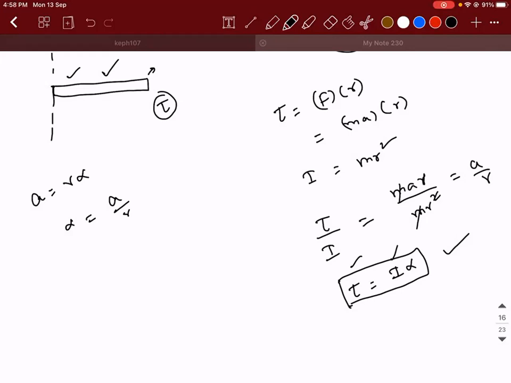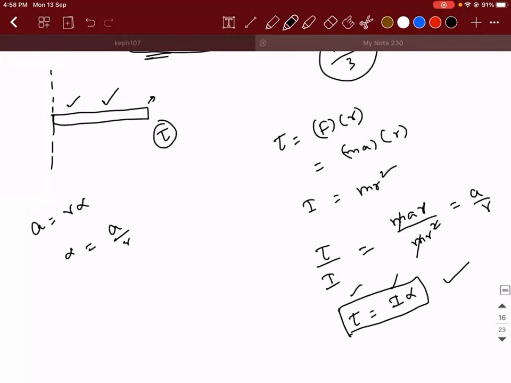See, when it is revolving like this, its moment of inertia is ml square by 3. The meaning of it is, see, at this point, if you apply force, this force multiplied with this perpendicular distance is called torque. Okay.